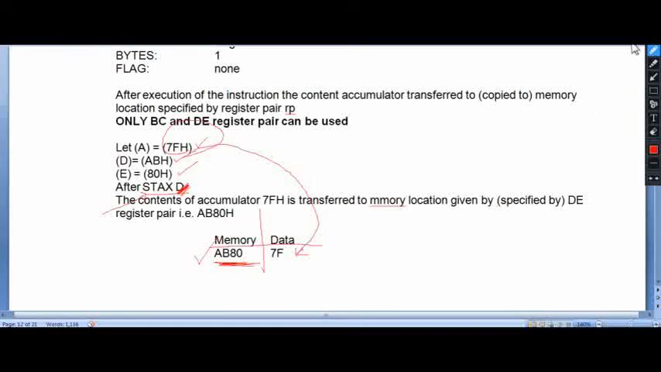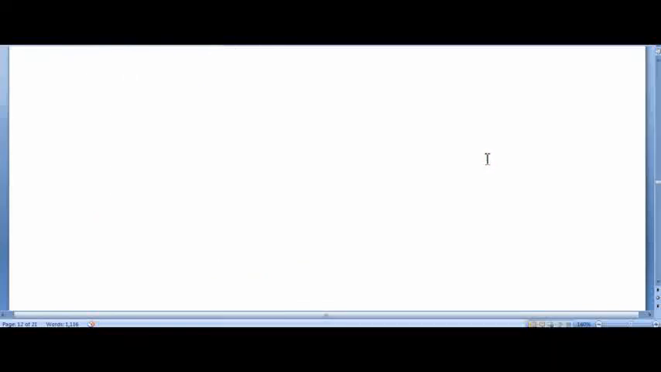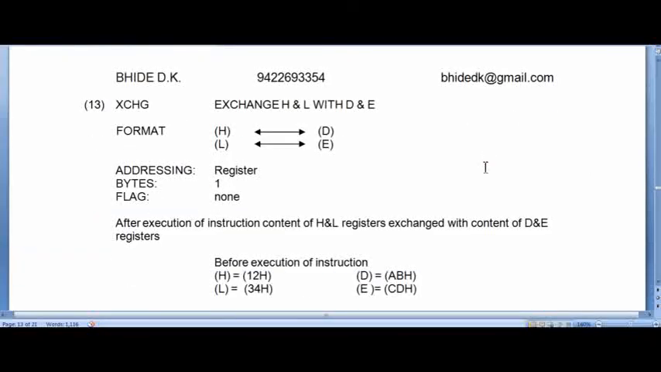AB80. This is the 12th instruction from the group. Now let's move to the last instruction from this data transfer group, that is called XCHG, exchange H and L with D and E.